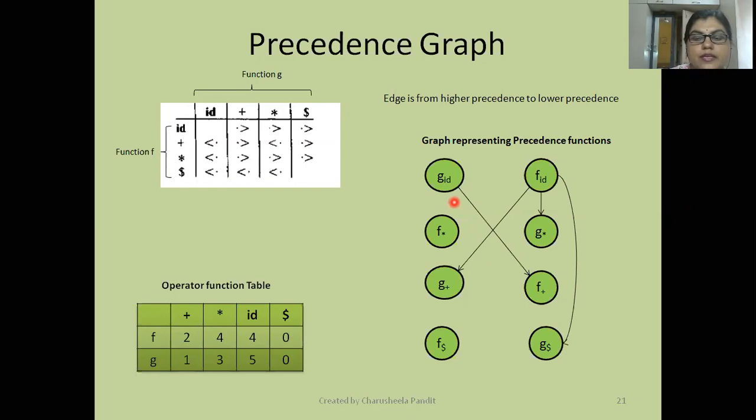Now g of id and f of plus. If we see g of id here and here f of plus, g of id is having more precedence. So that is the reason we have this edge from g of id to f of plus.